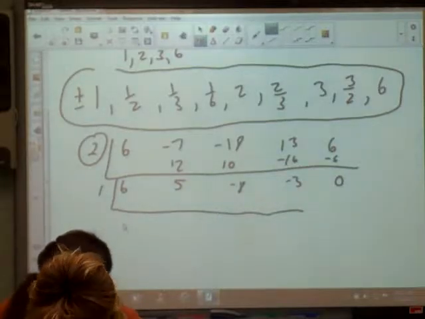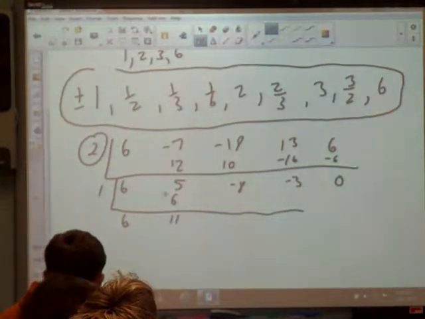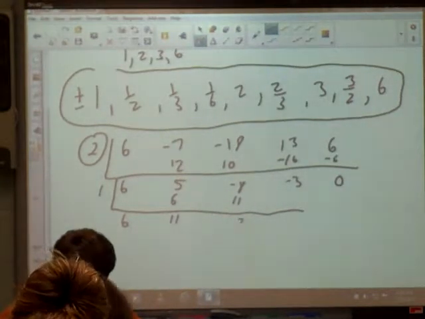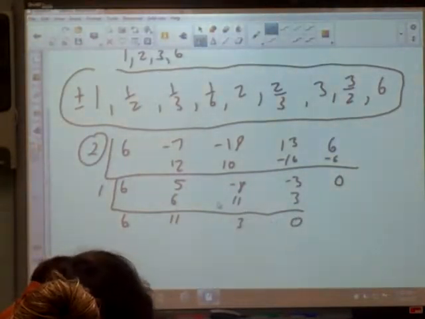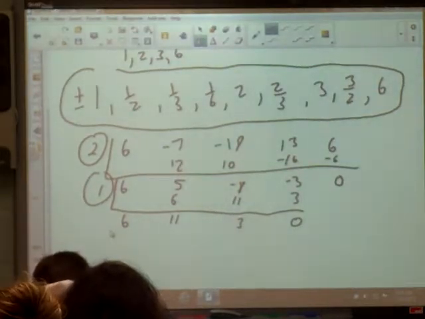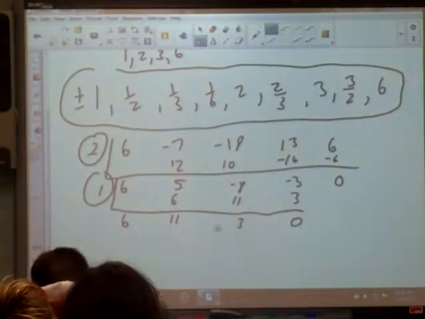1. All right. 6 times 1 is 6. 5 and 6 is 11. 11 times 1 is 11. Negative 8 and 11 is 3. Woo, Austin, good job. 3 times 1 is 3, so that gets me a 0. So 1 is a 0. Okay, good job. Now, we started off with a 4th power, so this row here that we got first was a 3rd, so now I'm to the 2nd.